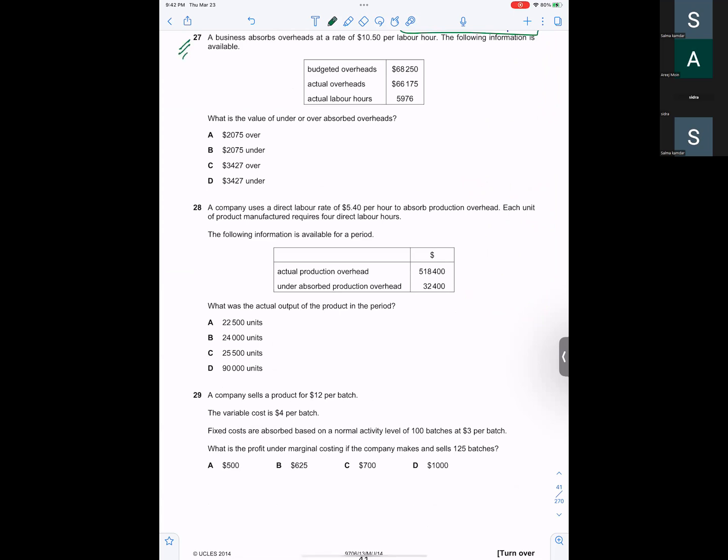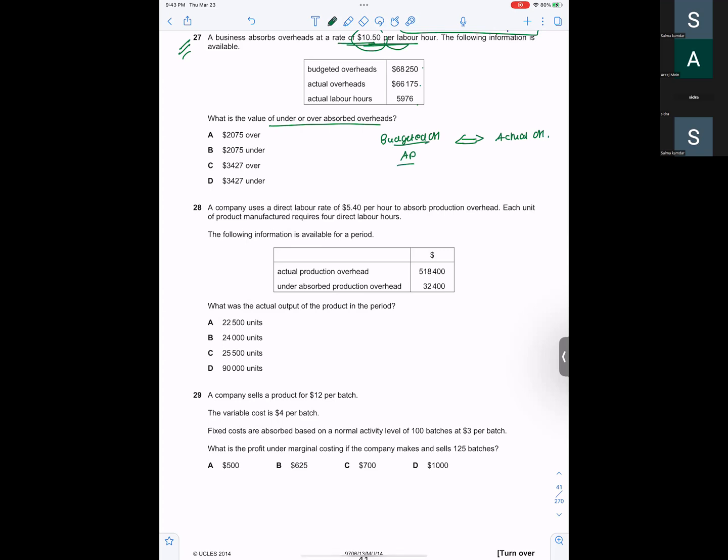Over absorption, under absorption. Business absorbs at the rate of 10.5 per direct labor hour. Budgeted overheads, actual labor hours. What is the value of under or over absorbed? So first find value of under or over absorbed. You're going to take 10.5 per direct labor hour. So what do we do? Budgeted overheads for actual production is compared with actual overheads. Are you with me?